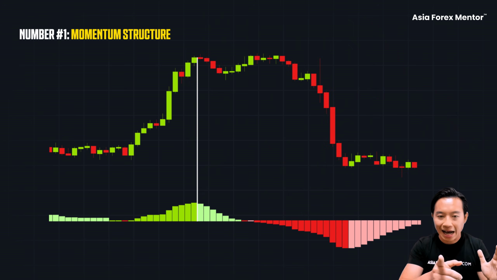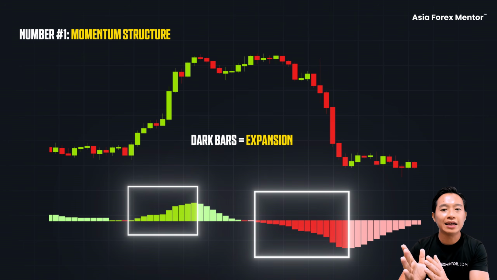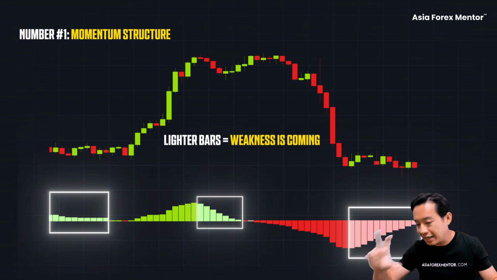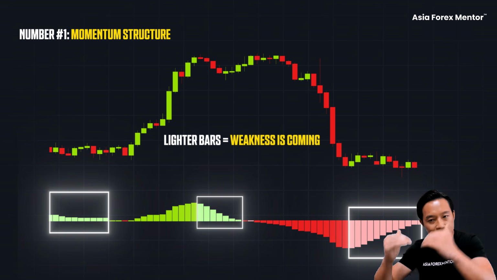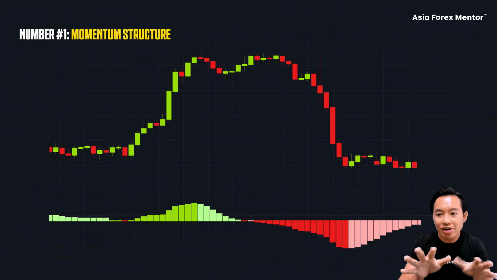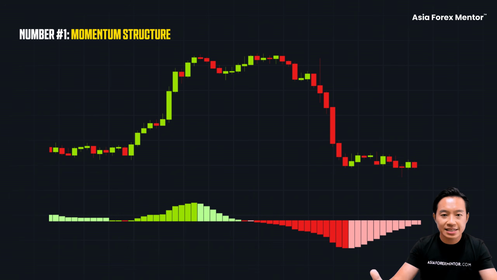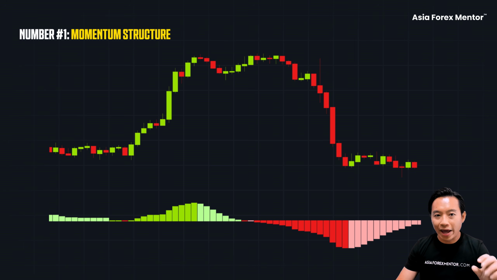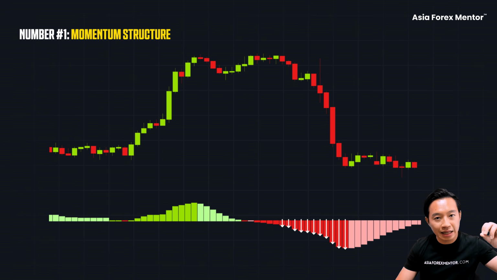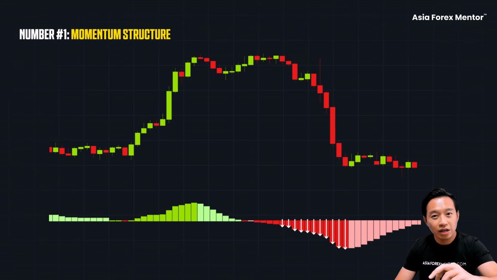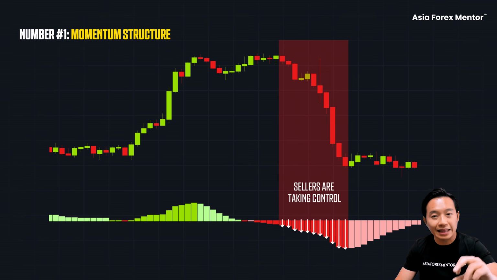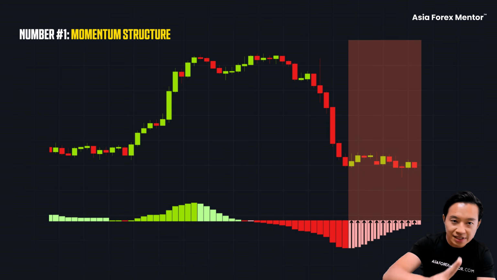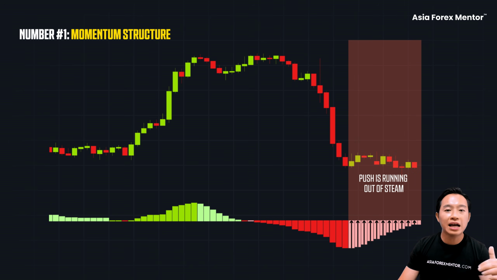All right, so now about the colors, right? The dark bars tell you that the expansion of the market is happening. And then the lighter bars, the lighter colors, they tell you that weakness is coming in. So those are really simple, but these are powerful insights into the market itself. Now, you notice when the dark red bars start expanding at the start of a down move, that's where the sellers are taking control. When the bars lighten in color, it is the first sign that the push is running out of steam.